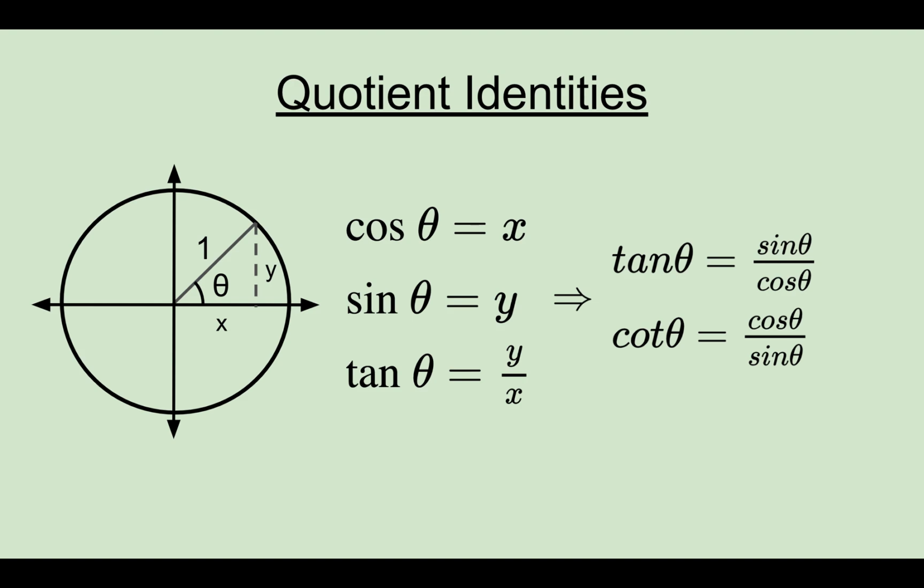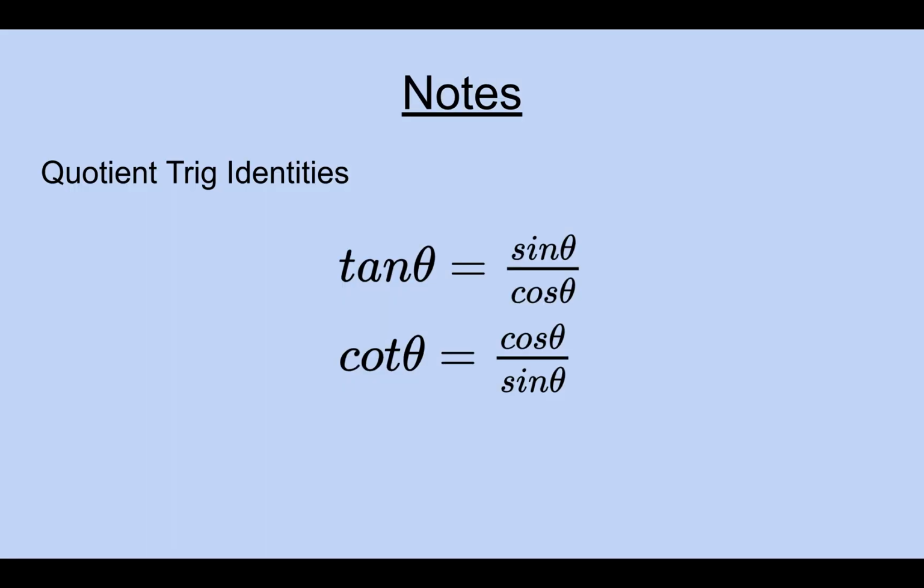And the reciprocal of tan is cotan. So take the reciprocal of sine over cosine, and you'll get cosine over sine. That's how we get our quotient identities. In your notes, you're going to write the quotient identities: tan is sine over cosine, and cotan is simply the reciprocal of tan, cosine over sine. Now stop the video and do classwork problem number 4. Yep, we're going to start with number 4, not number 1.